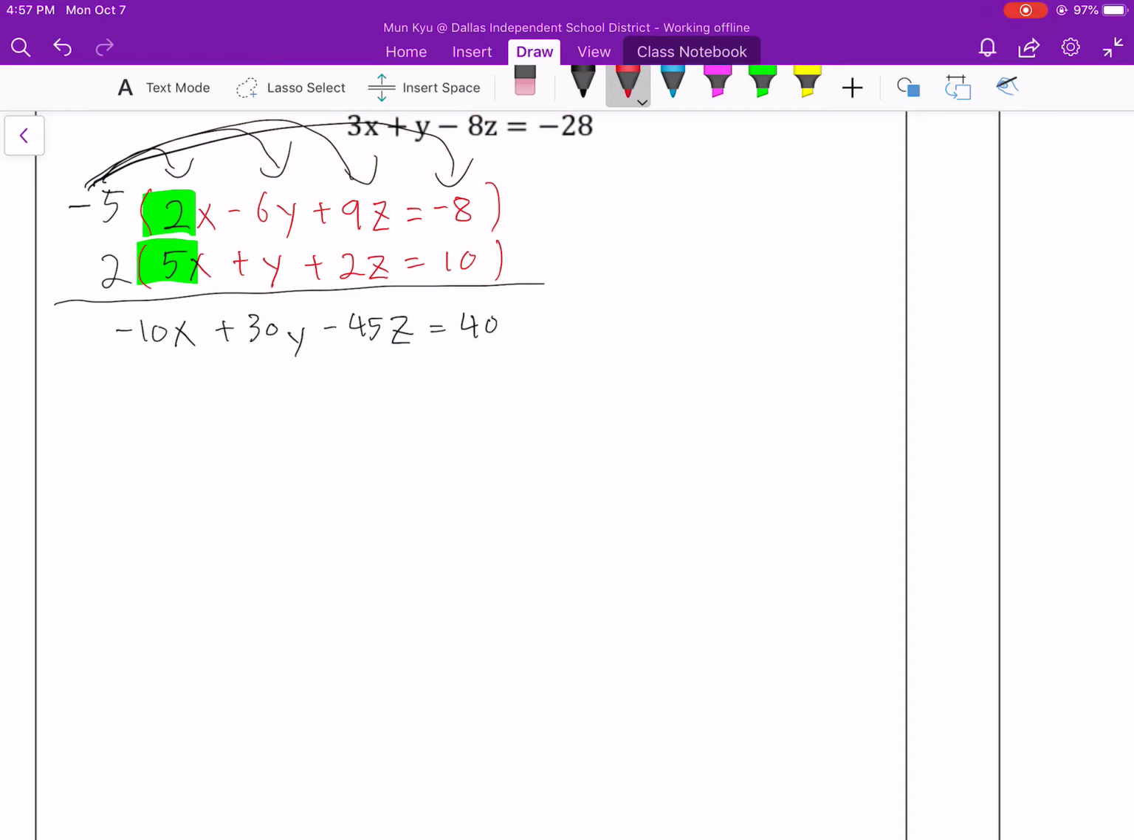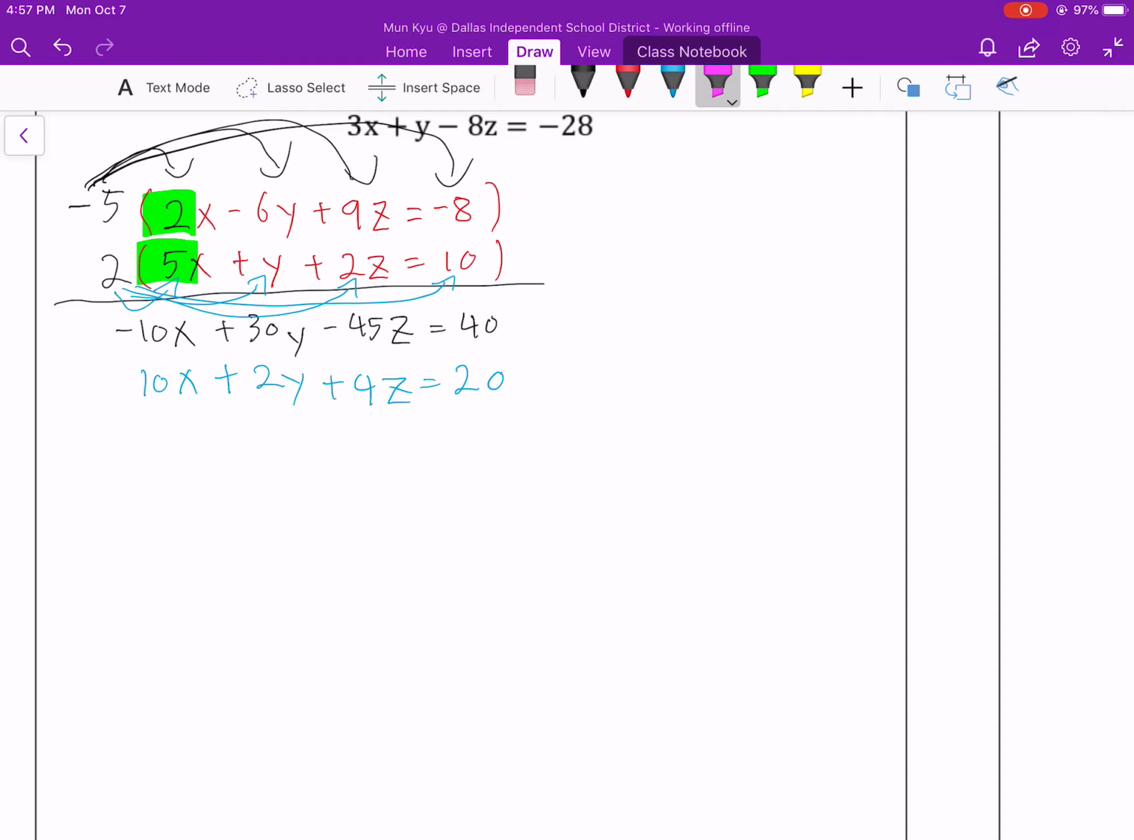Let's multiply the bottom as well. 2 times 5 is 10x. 2 times y is plus 2y. 2 times 2z is plus 4z. And 2 times 10 is positive 20.